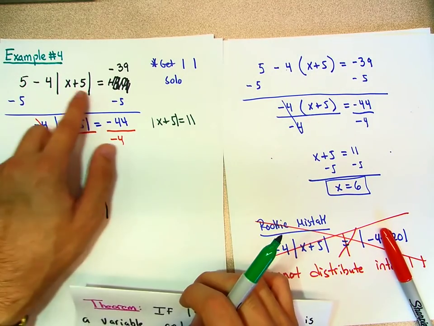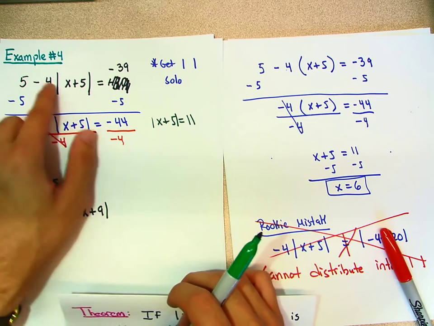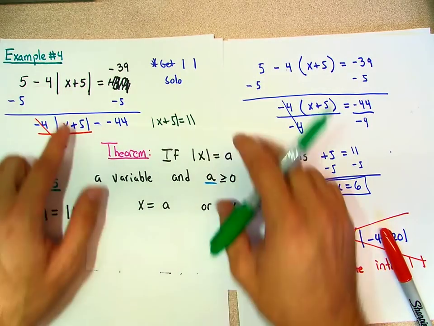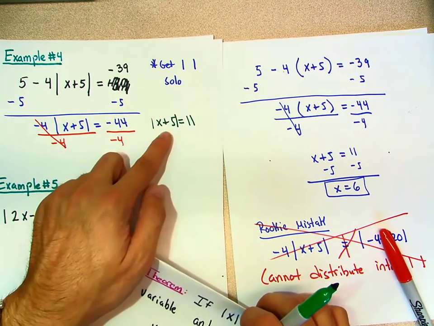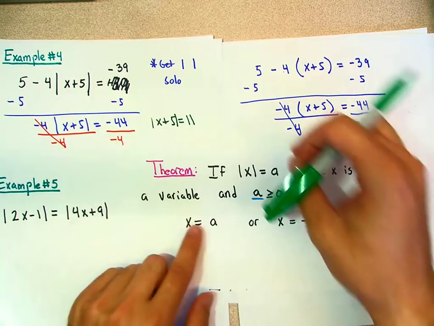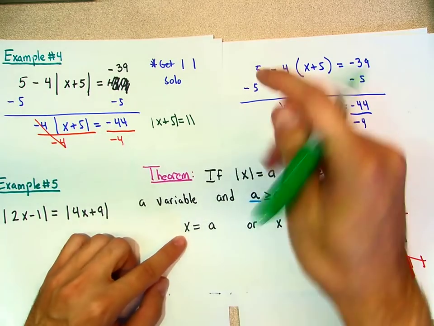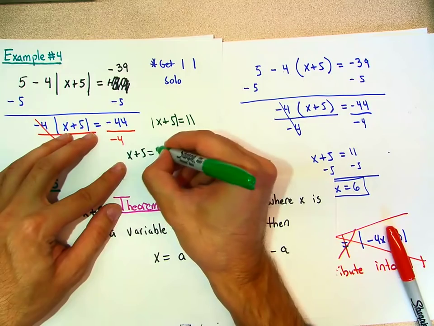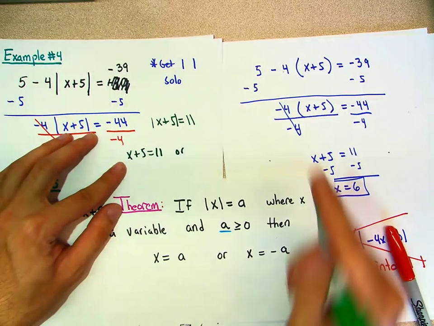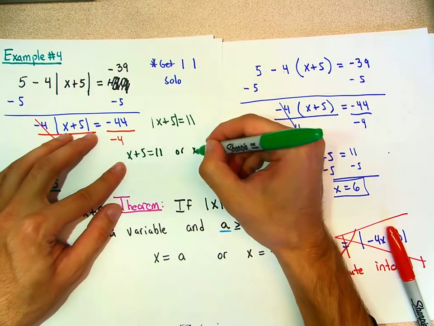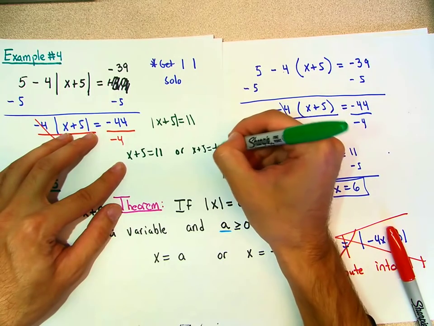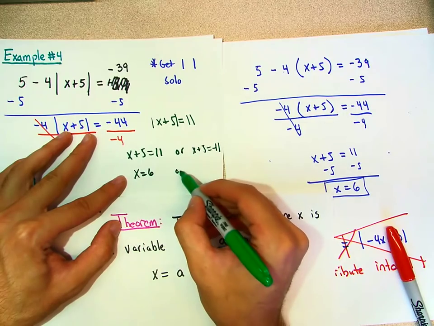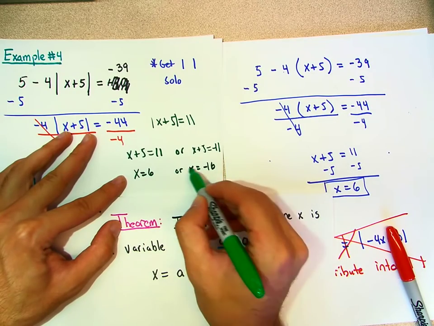Here, our equation wasn't solo, so we couldn't do this move yet because it wasn't solo. But now look, we got it to be solo, so what can we say now? We can say that from here, the formula says, if this is positive, then x plus 5 equals 11, or we can say it's the negative version, or x plus 5 equals negative 11. And here, what does x equal? x equals 6, or x equals negative 16.